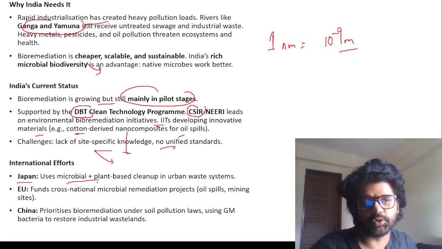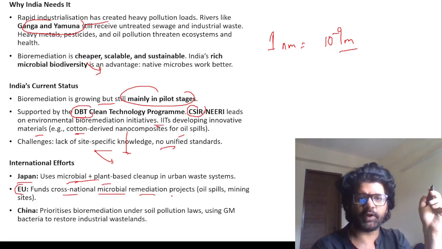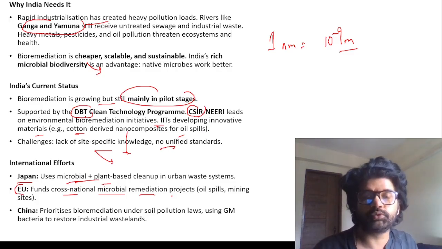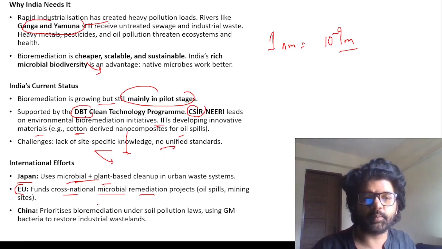International efforts: Japan is doing microbial plus plant based cleanup. The EU is using cross national microbial remediation projects. It's not confined to one country because they are a group, so one thing which is working in one country, they bring it to other countries also. China is prioritizing bioremediation using soil pollution laws, GM bacteria.